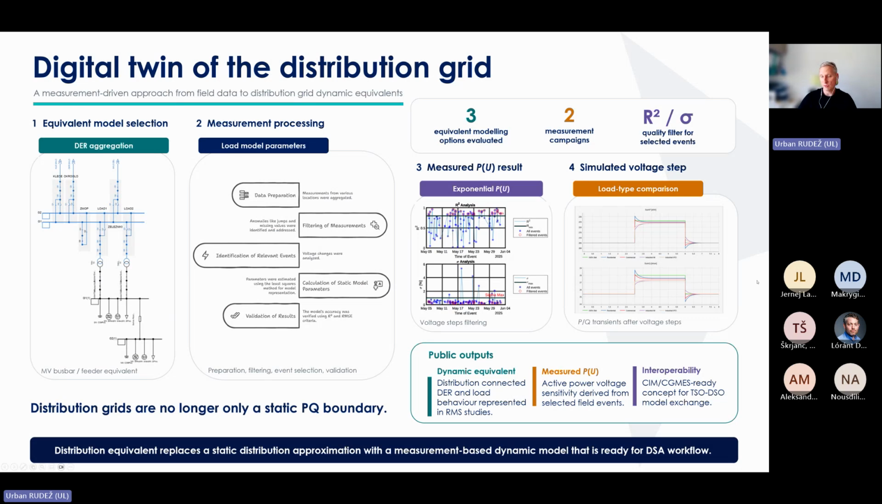And on the fourth point here, we're showing how different types of loads react to different kinds of voltage set points, so on-load tap changer set points. And you can see that different types of loads, different types of distribution systems also react differently, dynamically differently to these, let's say, events. So the idea of modeling the distribution grid was to replace the conventional PQ static representation of the distribution grid with something which is much more appropriate for the modern distribution grid with all those complex devices connected to it.